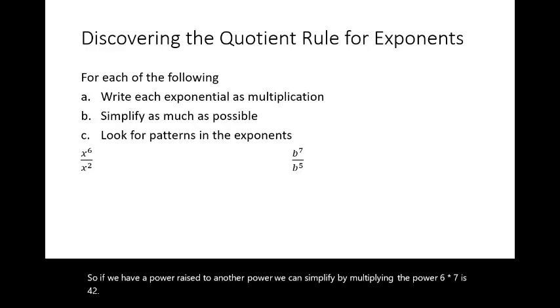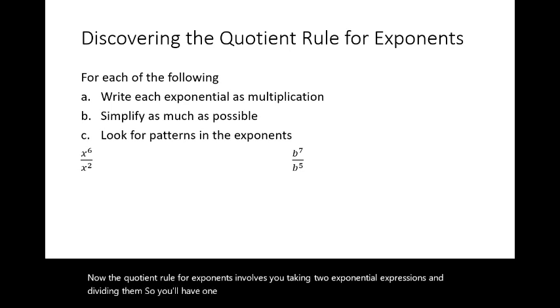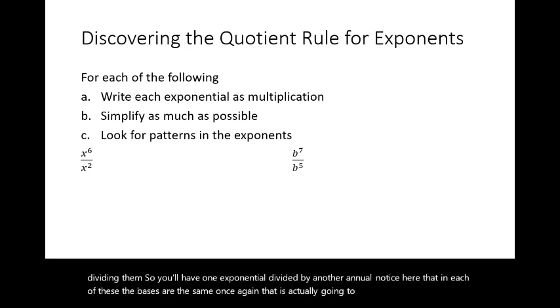Now, the quotient rule for exponents involves you taking two exponential expressions and dividing them. So you'll have one exponential divided by another. And you'll notice here that in each of these, the bases are the same. Once again, that is actually going to be very important for this rule.